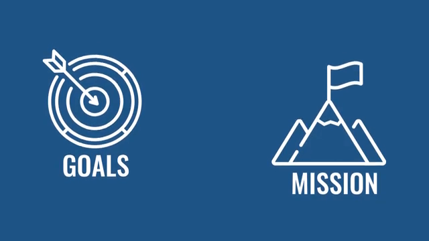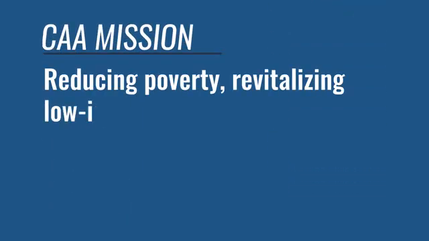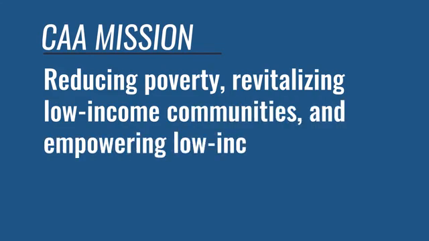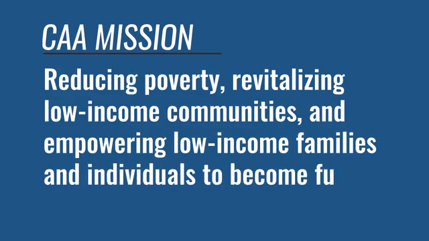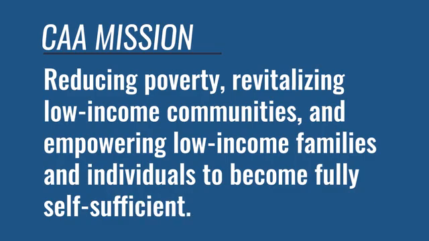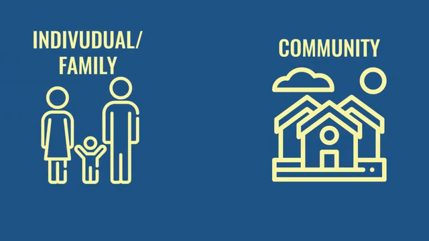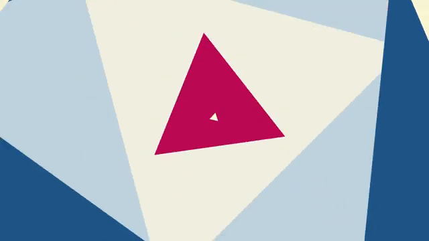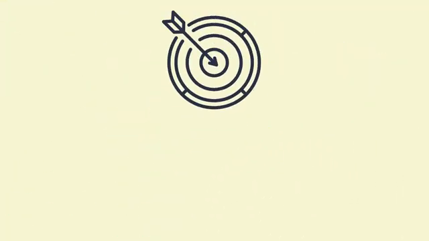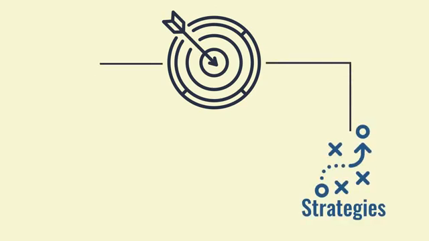These goals help us align with the community action mission of reducing poverty, revitalizing low-income communities, and empowering low-income families and individuals to become fully self-sufficient. We work towards these goals at both a community level and an individual or family level. Within the Community Action Network, we often refer to our work at the community level as strategies and our work at the individual or family level as services. Now that we've introduced the goals, let's take a look at how they translate into strategies and services.